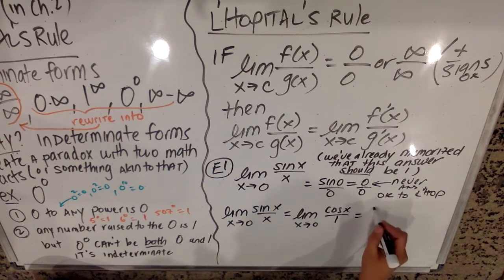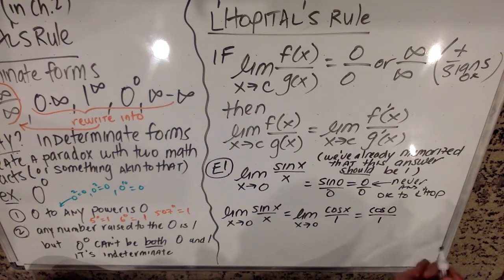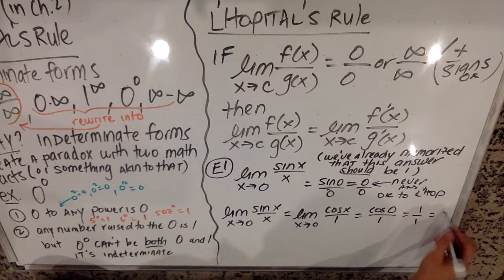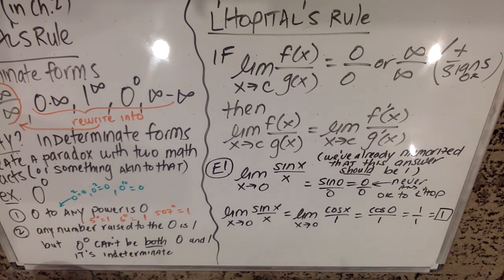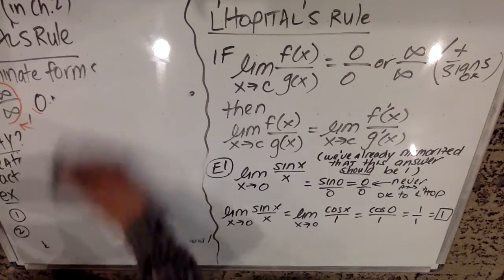Well, now when I plug in, I get cosine 0 over 1, which is 1 over 1. And look, my answer is 1, right? So again, when we learned this a chapter back, I said, hey, I'm going to show you how to do that logically at some point, but for now, you just have to take my word for it, okay? So let's go ahead and do a P1 that's the same concept.